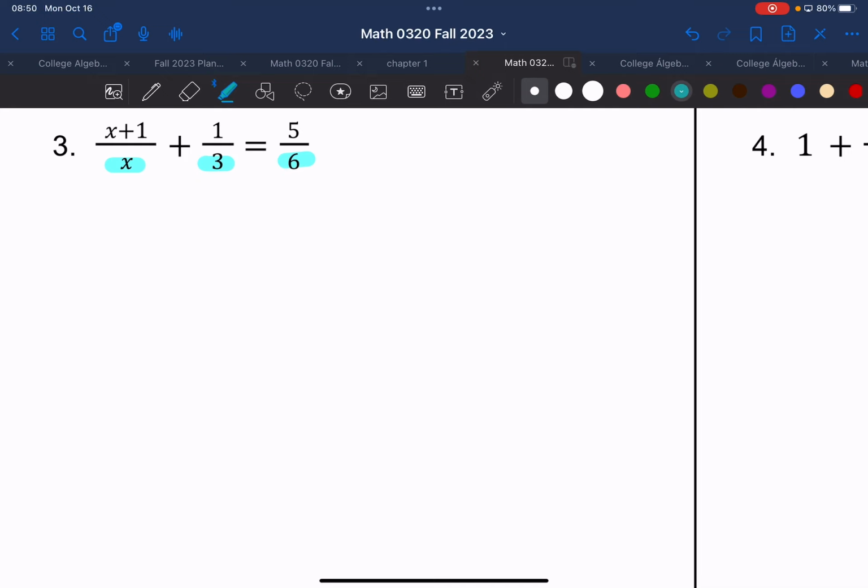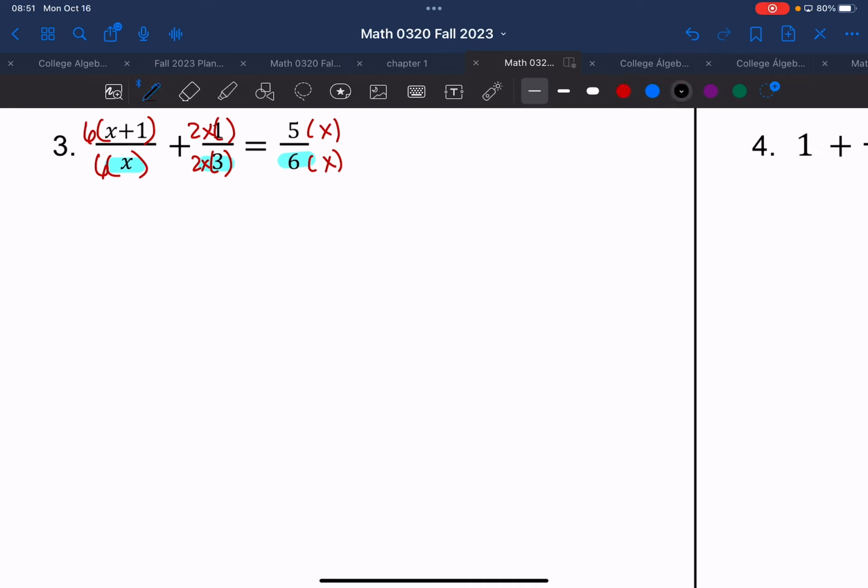So what would be the common denominator between x, 3, and 6? Good, 6x. So if the common denominator is going to be 6x, what are we multiplying that first fraction by? 6, because we want it to be 6x. What are we multiplying the second fraction by? 2x, because it only has that 3. And then what about the last fraction? X.